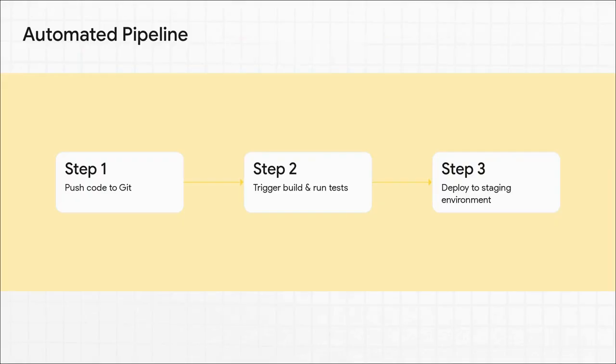And look at this. This is the new, much saner world. A developer just pushes their code to Git, and that's it. That one action automatically kicks everything off. Cloud Build grabs the code, it runs the tests, which is a massive win right there, and then it pushes it all to a safe staging environment. No more manual commands, no more crossed fingers.